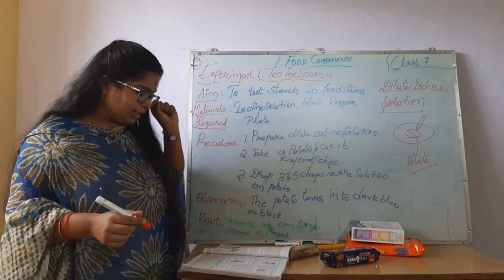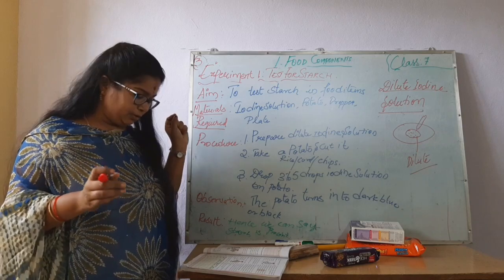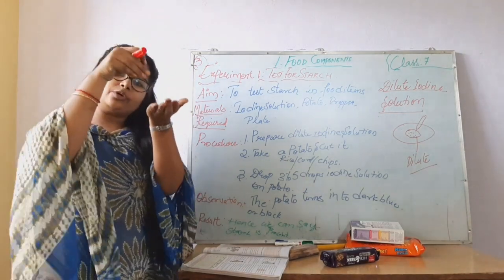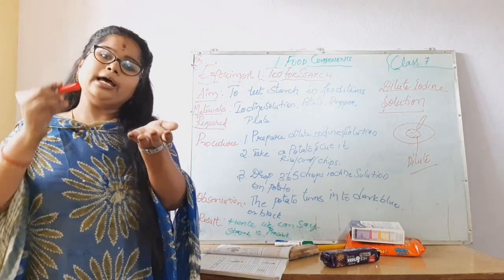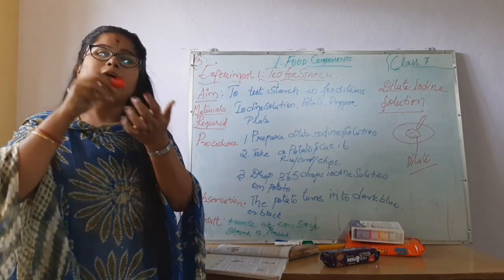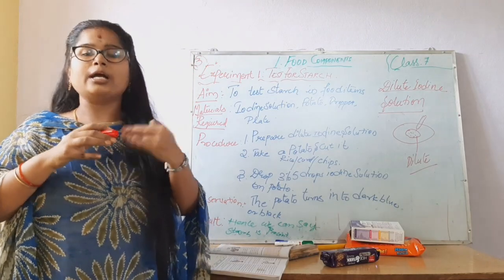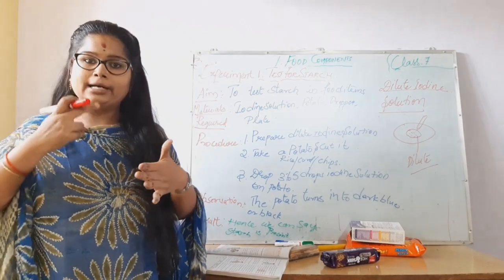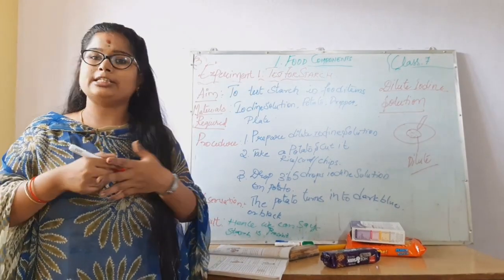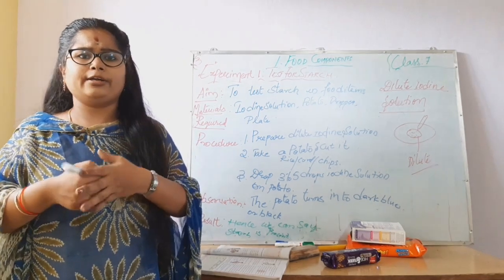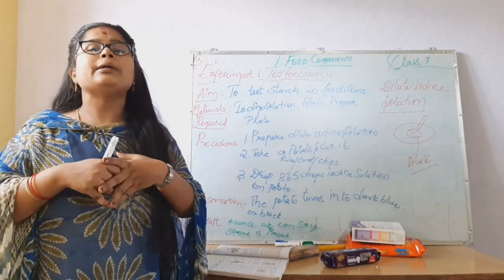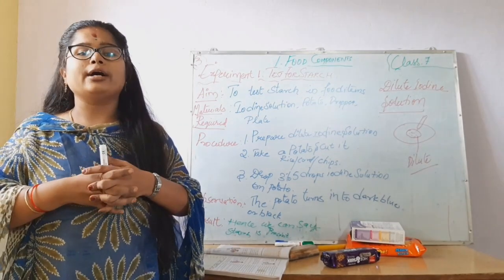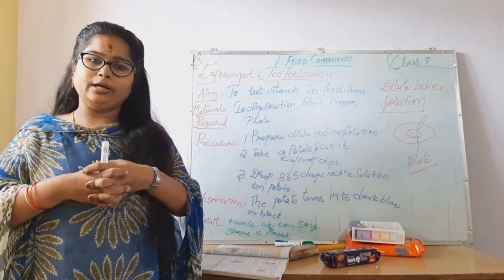Next, take a sample of the food item you want to test. Take rice in a bowl and add 2 to 3 drops of iodine solution. If it becomes blue, dark blue or black, it shows that it has starch. If the food item does not turn blue or black, it means it has no starch.